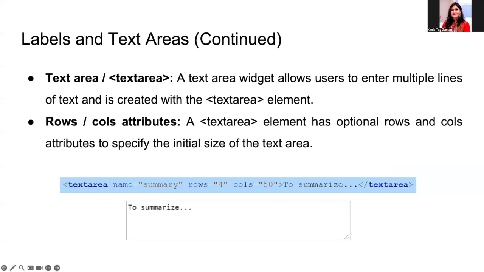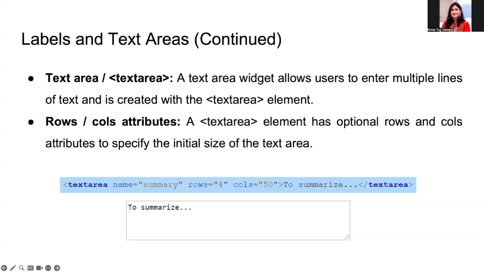So up to now, we have mostly looked into text boxes, which only allow a single line of input. But what if we need to collect a longer response, like feedback or a description or a comment? That's where the textarea element comes in. The textarea tag creates a text area widget that lets the user enter multiple lines of text.